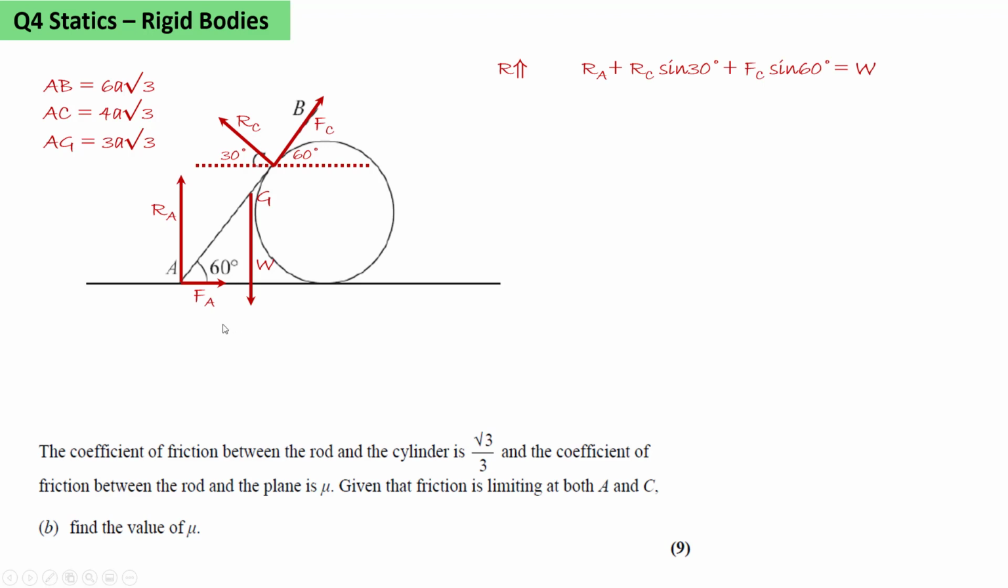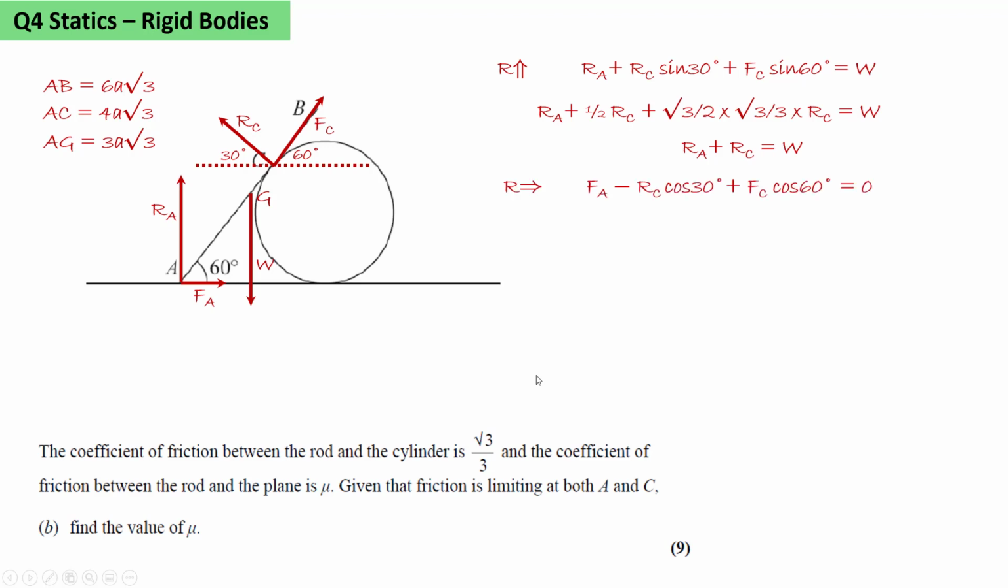Resolving vertically, we can see the vertical forces upwards. There's RA, there's RC sine 30, and there's FC sine 60. And this will balance the weight, W. Substituting sine 30 equal to half and sine 60 equal to √3/2, we get another equation, which we can further simplify to give us RA plus RC equal to W.